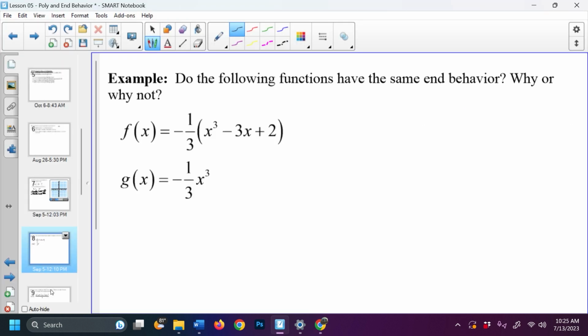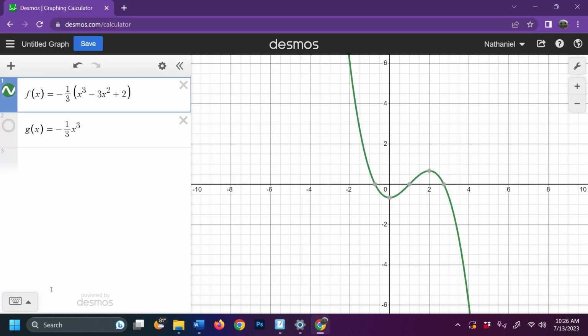Next, it asks, do the following functions have the same end behavior? Why or why not? Well, we can check that really quickly through Desmos, and then we can refer back to the leading coefficient test to determine why we get our answer. So back to Desmos. I have the first function graphed here in green, and we can see that as x goes to the left, the function goes up, and as x goes to the right, the function goes down. Now, if I click on this second graph, we see, again, as x goes to the left, the function goes up, and as x goes to the right, the function goes down. So even though there's a lot of other stuff going on, the end behavior seems to be the same.